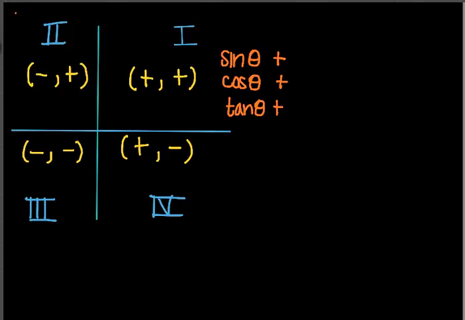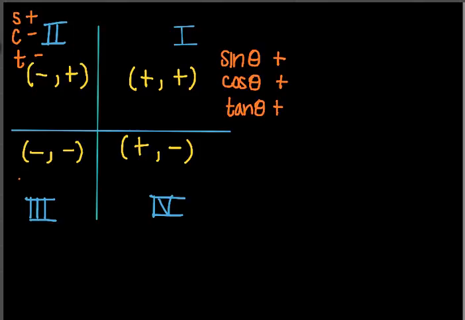Here's where we get more interesting. In quadrant 2, I'm just going to use s for sine. Sine is positive because it's y over r, but look at cosine. Cosine is negative because it's x over r. Remember, r is always positive. And then for tangent, what do we have? It is negative also because tangent is y over x, and I would have positive divided by a negative.